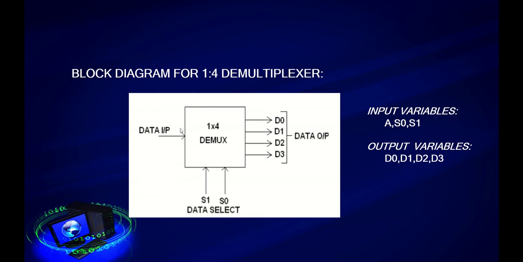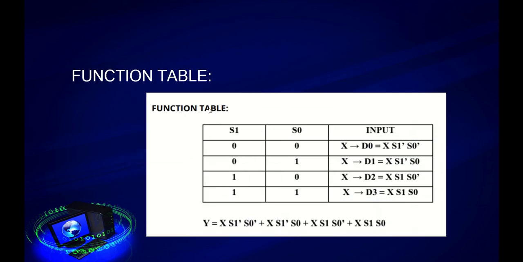So this is the block diagram of 1:4 demultiplexer. There will be one input line, but in multiplexer we saw there are 4 input lines. So the output lines here are D0, D1, D2 and D3. There are 2 selection lines S1 and S0. So this is the function table of demultiplexer. With the help of the function table, we will be getting the characteristic equation which is represented here.